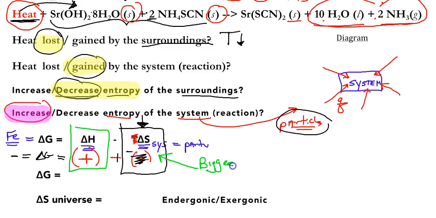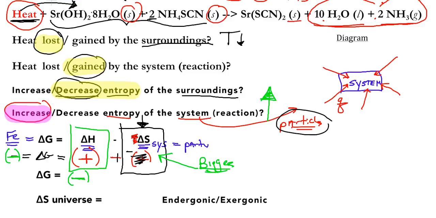And what does that mean? That means if the entropy of the system, the delta S of the system, increases more than the decrease in entropy because of the heat loss, this will be a negative number. So they would call this an entropy-driven reaction. It's a combination of heat flow and the particles, and that's how we use the formula. So delta G here is going to be a negative number.